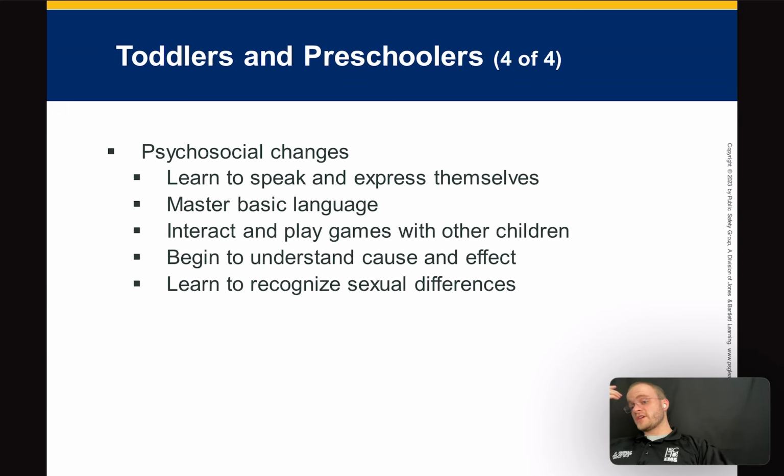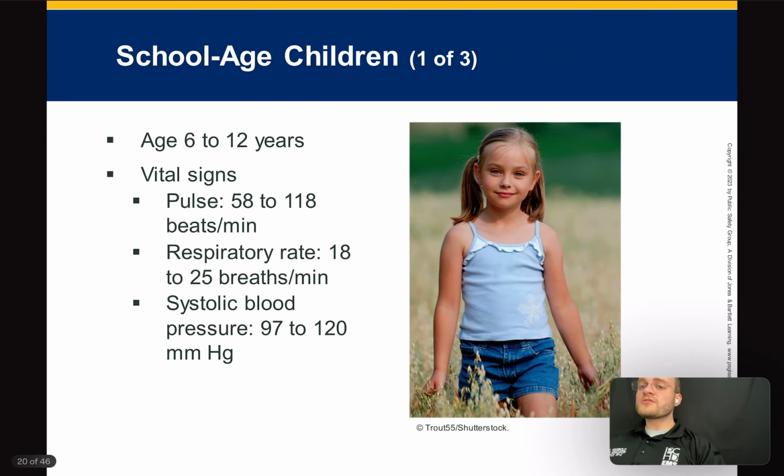They learn to recognize sexual differences. So boys might start hanging out with boys, and girls might start hanging out with girls as friends and playmates. They should start interacting with children during games. That's sometimes a sign of autism, not Down syndrome, more so autism: the child that doesn't engage with other children at the playground. Stuff like that. So just be aware. Those are things we look for.